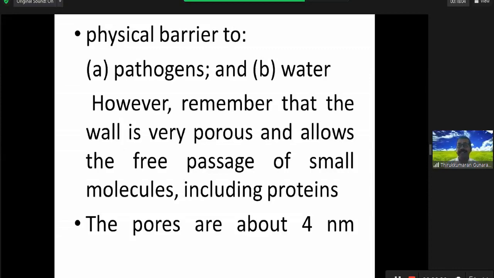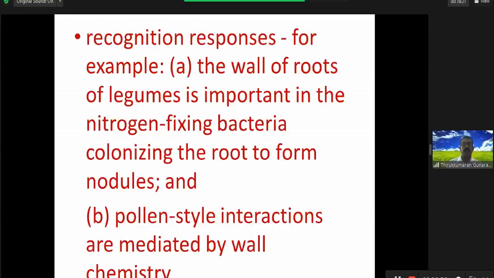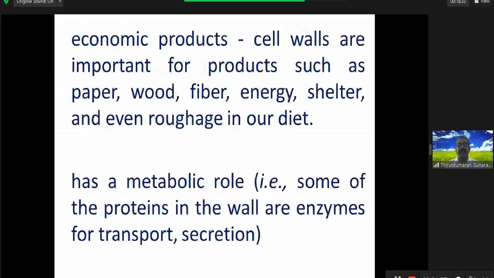We have learned it resists fungi and bacteria, especially through lectin. However, remember that the wall is very porous and allows free passage of small molecules, including proteins, with a pore size of about 4 nanometers. Cell walls are also important for economic products such as paper, wood, fiber, energy, shelter, and even roughage in our diet. So we use the cell wall for all these things, and it has a metabolic role.